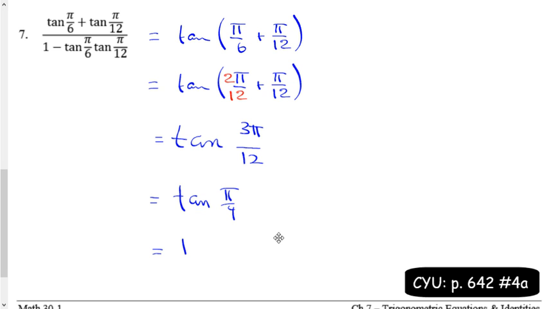All right, now that we've done a few examples, I'd like you to take a look in your workbook at page 642 and try question 4a. You can pause the video while you try that question.